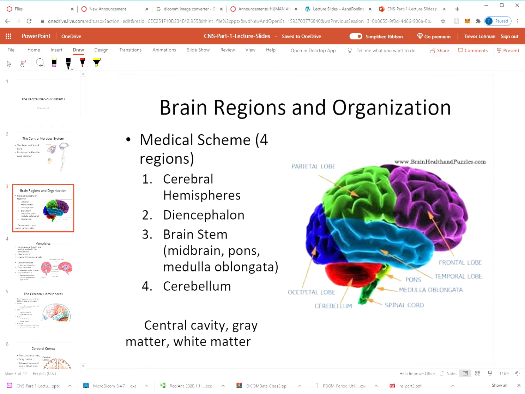This last little note here, the central cavity gray matter, white matter thing, you can kind of ignore that. That's a reminder to me to mention something.